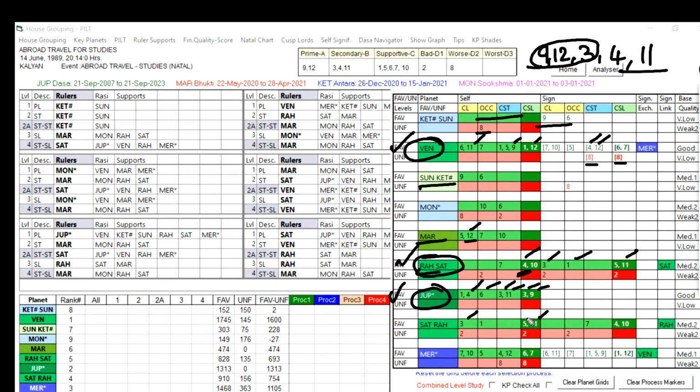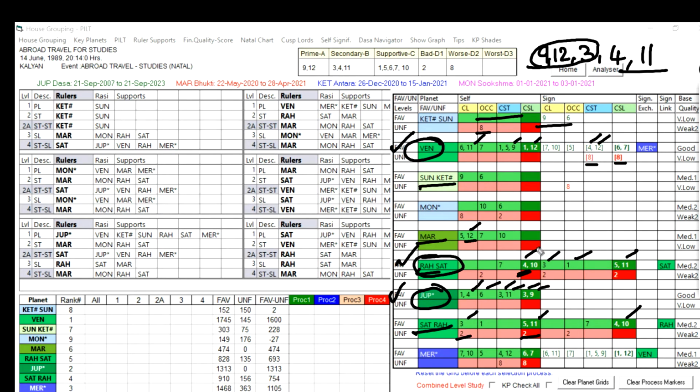11th is okay, 5th is also supportive only, and through the sign column it is 10th house. And the second sublord, second lord, so second is not denying that abroad travel, but this is having only moderate supportive houses for abroad travel. It is moderate, so it is not very strong.